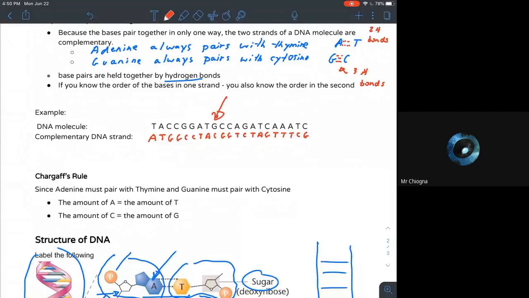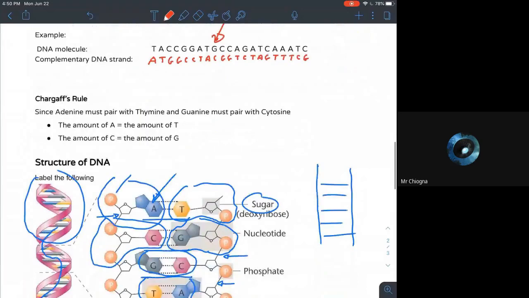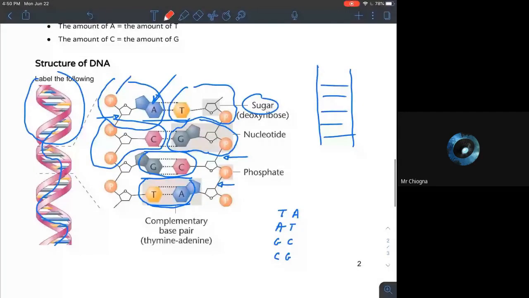Okay, so let's go on here. These are some important points. Since adenine must pair with thymine and guanine must pair with cytosine, the amount of A always equals the amount of T, and the amount of C is always equal to the amount of G. And then we went over this. This is the structure of each nucleotide. It's made up of a sugar, a phosphate group, and a nitrogen base. I'm referring to each of these, right?